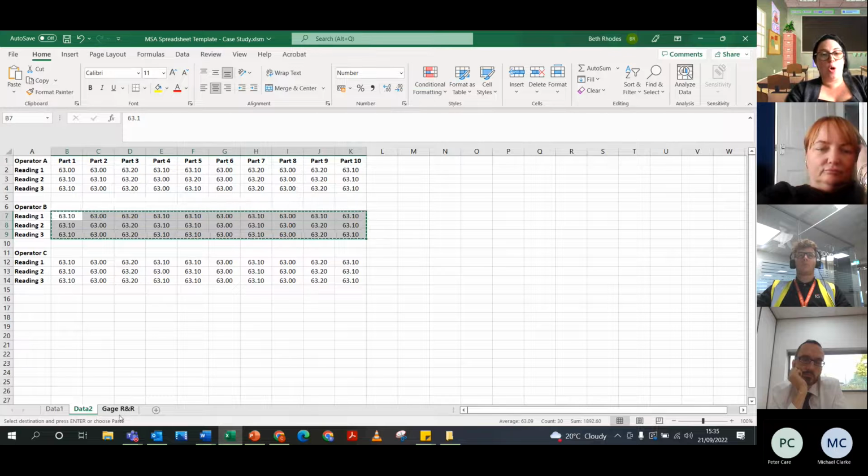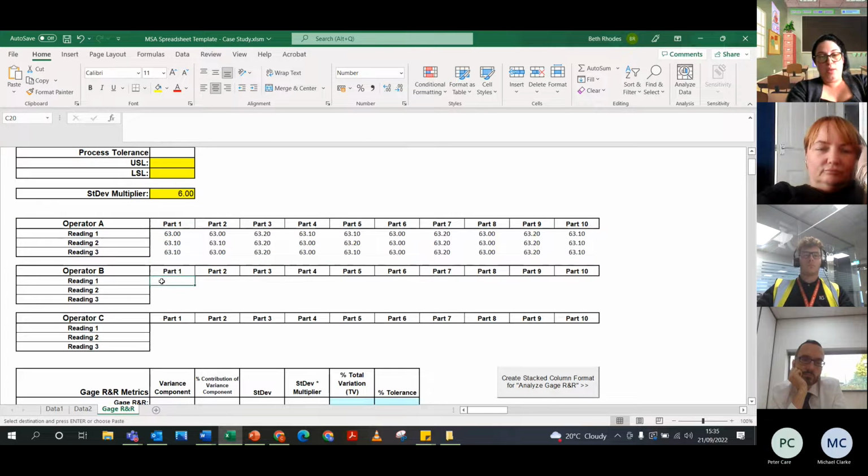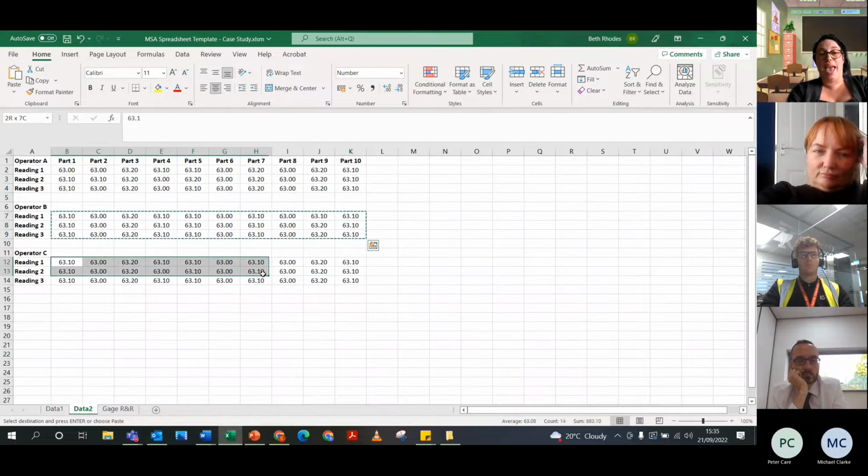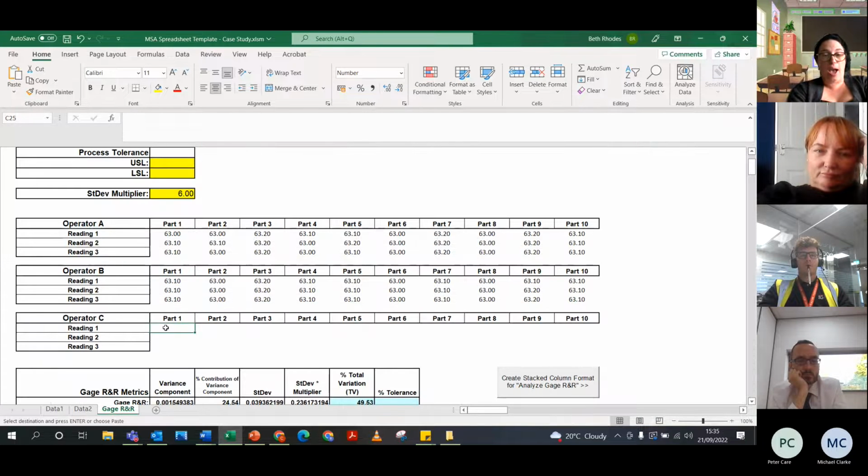I have to take each operator separately, because we have to remember this is a macro enabled spreadsheet. Therefore we do not want to be deleting any of the actual template, because then that will skew our results.